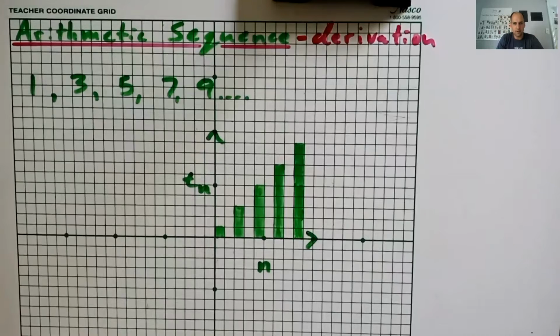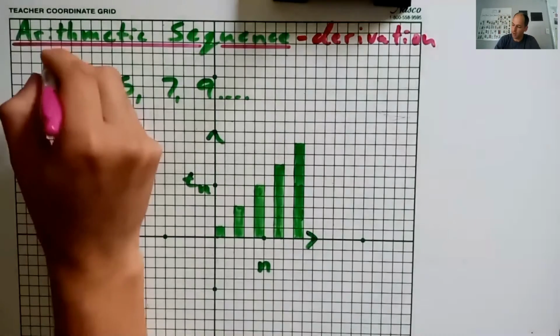This is a derivation for the formula for an arithmetic sequence. By sequence, we mean a sequence of numbers in a numbered pattern. And by arithmetic, we mean that the pattern is linear. It's going up by equal amounts. Those equal amounts we call common differences.